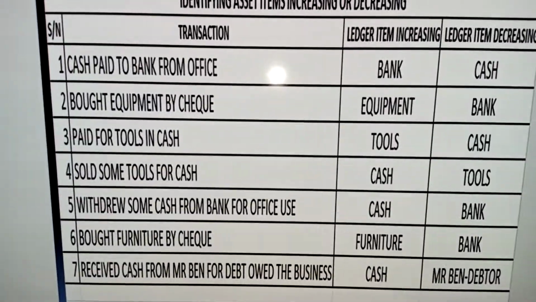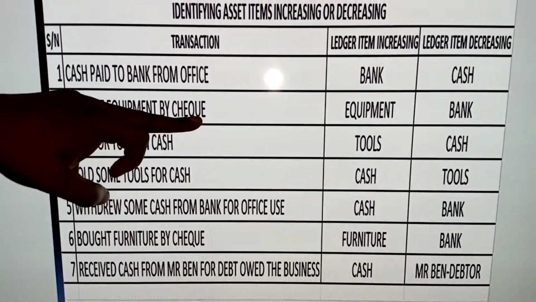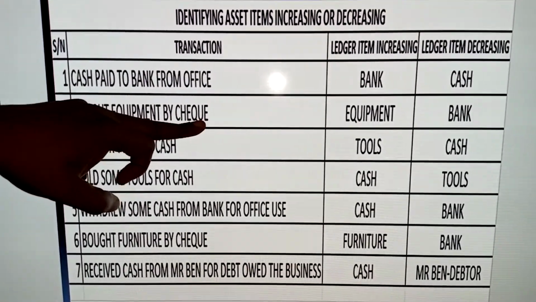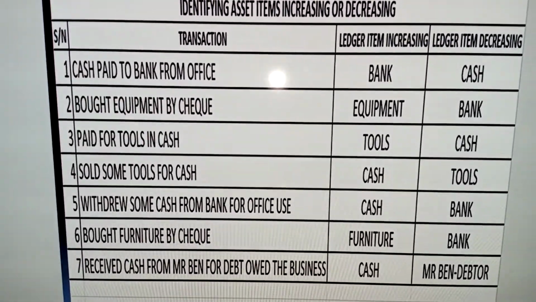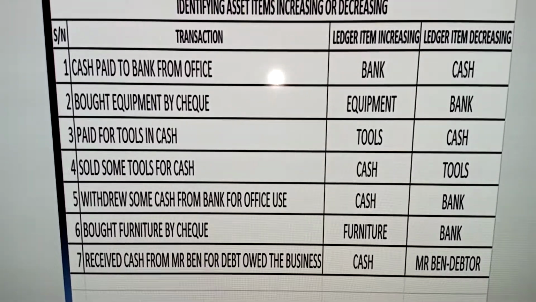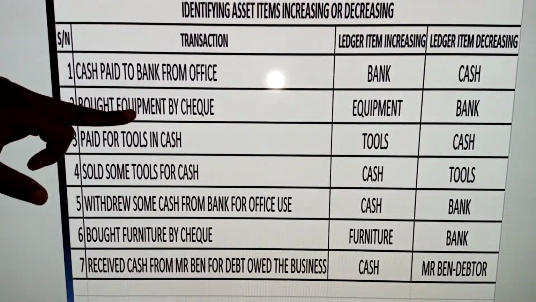The next one I said bought equipment by check. So there are 2 items here, equipment and check. But because check goes to the bank, we recognize it as bank. So that means there are 2 items, equipment and bank. Now, which is increasing and which is decreasing? When you buy equipment, that means you have more equipment.